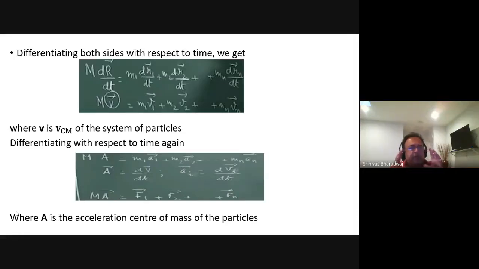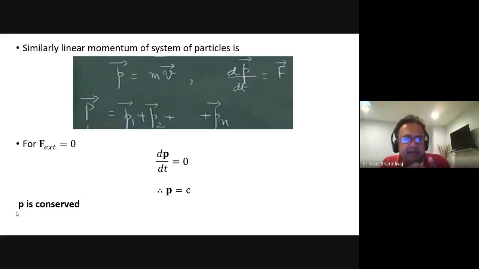Okay, so this is a very fundamental idea that you must understand and learn. So there is conservation of momentum, and that's how you understand center of mass. We reiterate this idea that F external equals 0, then dP by dt is also 0. Therefore, P is a constant. P is conserved. Understand the meaning of the word conserved.